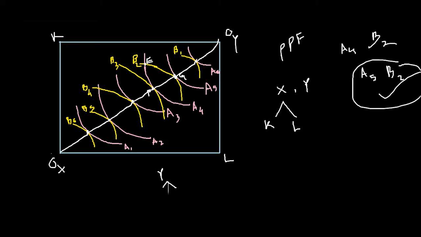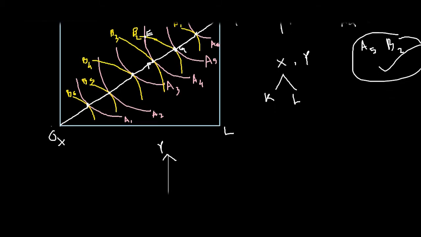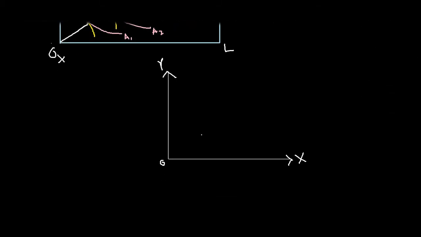That means a5 amount of product x has been produced at point z, and at the same time b2 amount of y is being produced at point z. How much of x? A5 amount of x. And how much of y? B2 amount of y. Now let's draw here. See, b2 is a lower amount of y, so let's say this is b2.